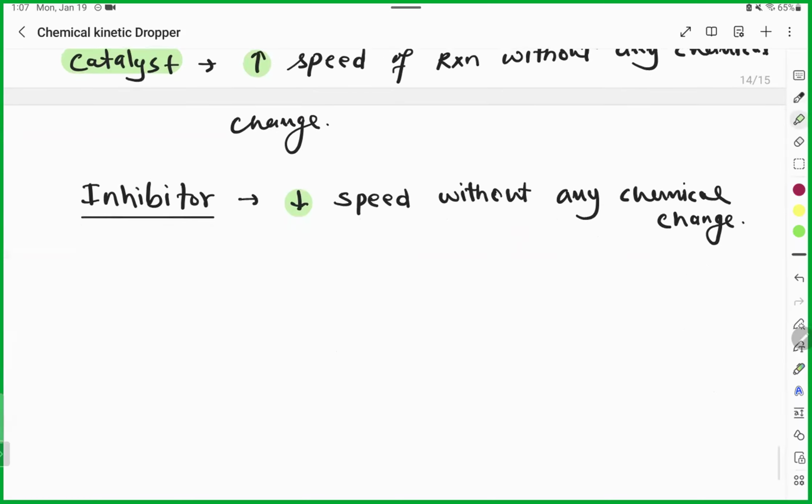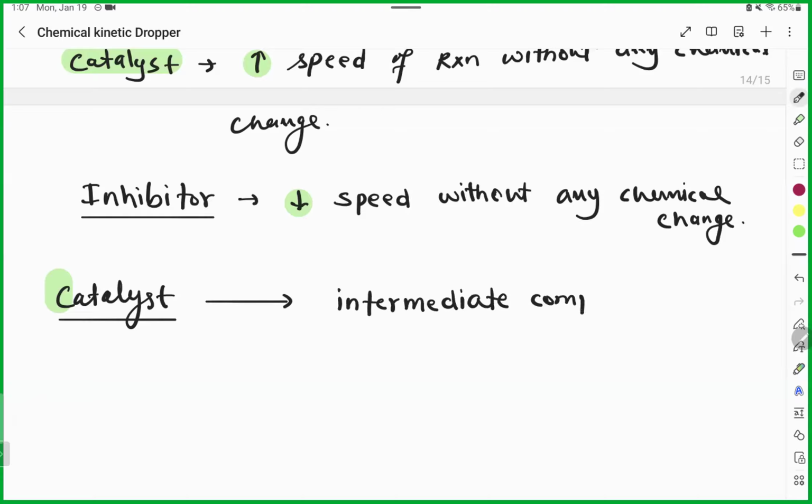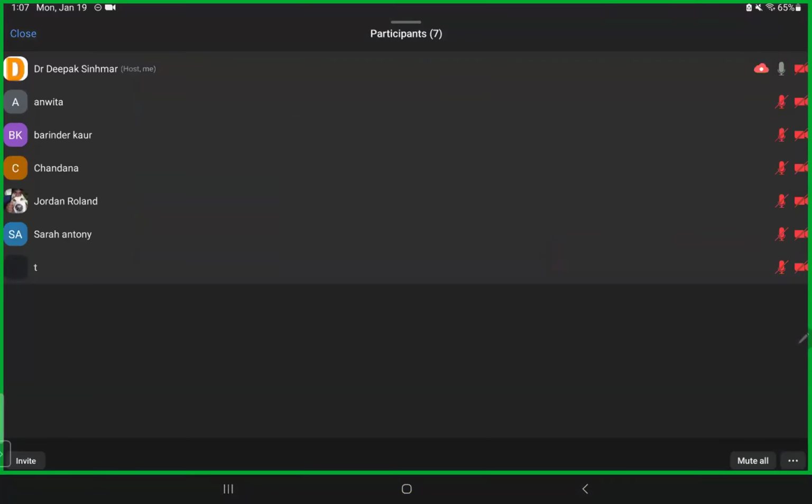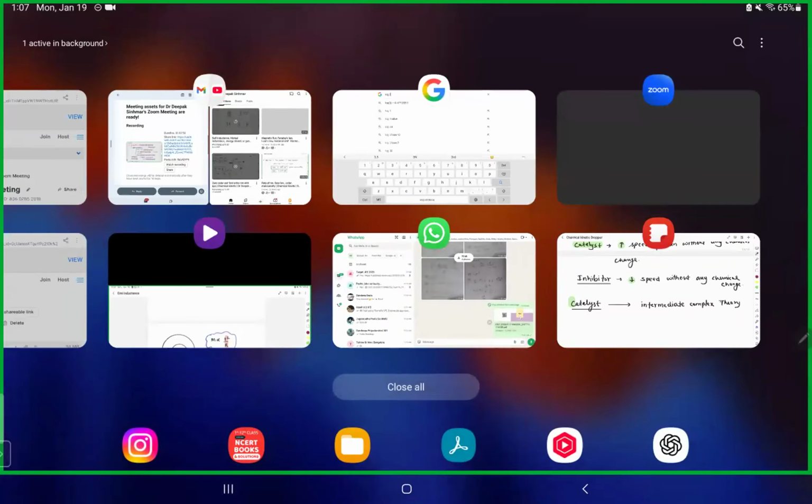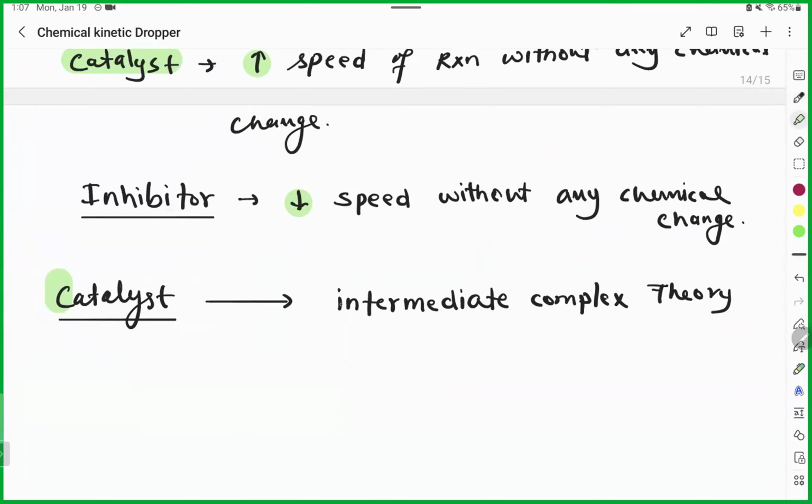Okay. When any catalyst is acting and increasing the speed of reaction, it always acts by the intermediate complex theory. Chandana, what is the intermediate complex theory? Is Brinder still there? Brinder, are you there? No. Okay. Chandana, what is this intermediate complex theory?